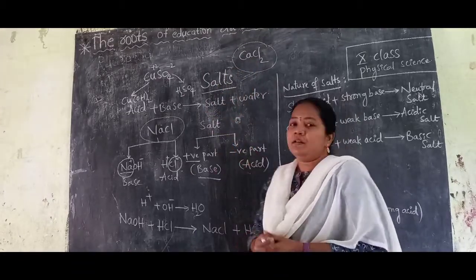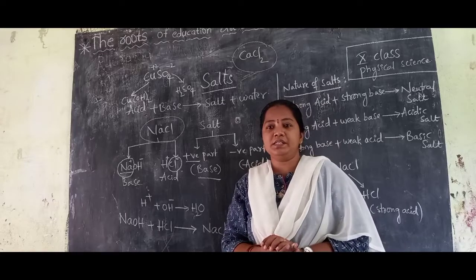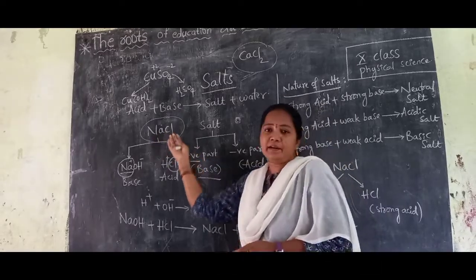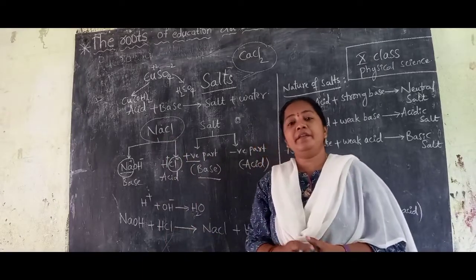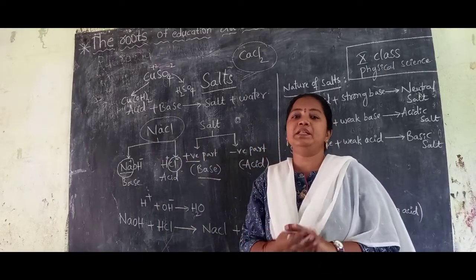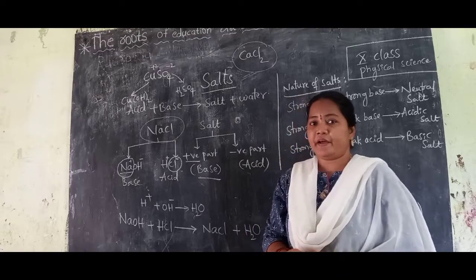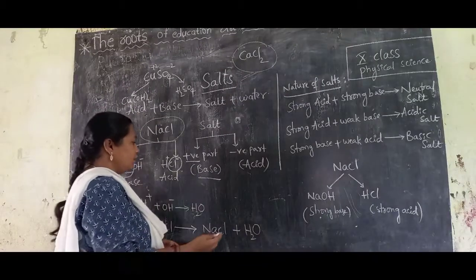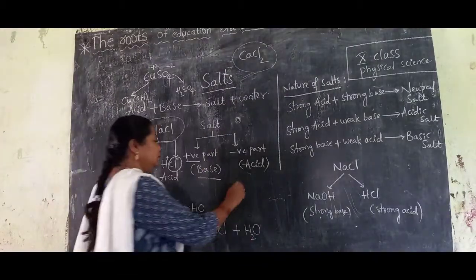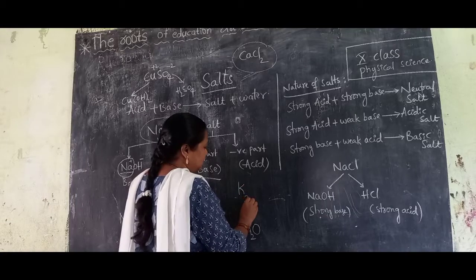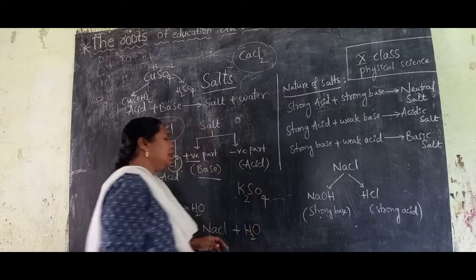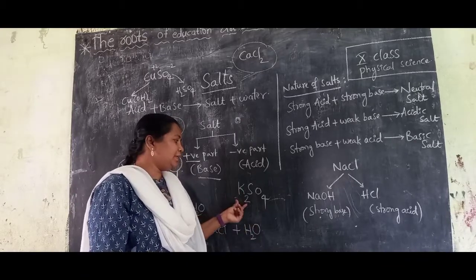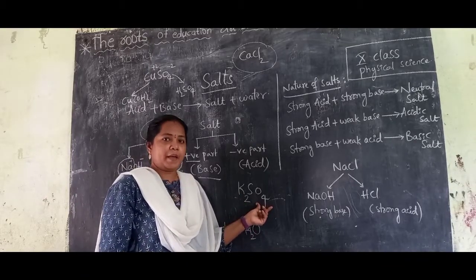So like this we can classify the salts, or we can identify the salts based on their positive part and negative part. We can identify the family of a salt, to which family this salt belongs, based on their formulas. Then if you take potassium sulfate, the molecular formula is K2SO4. Potassium sulfate salt belongs to potassium salts family as well as sulfate salts family.